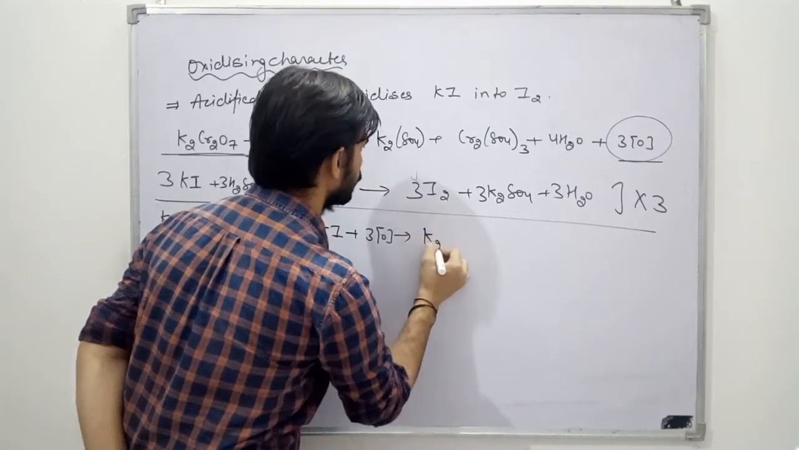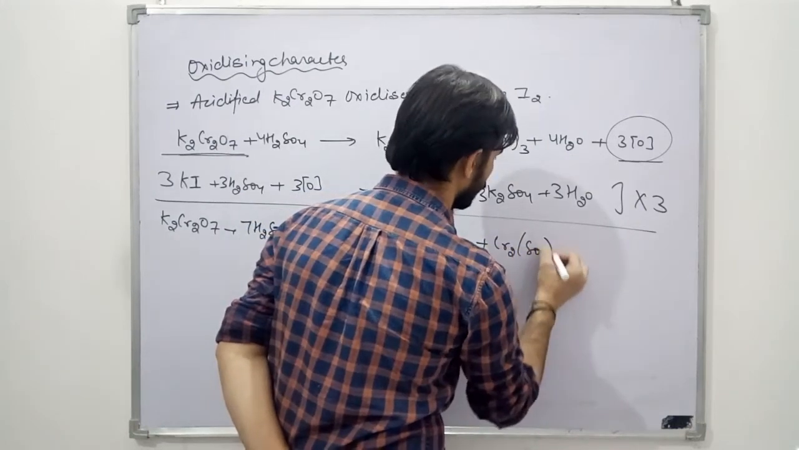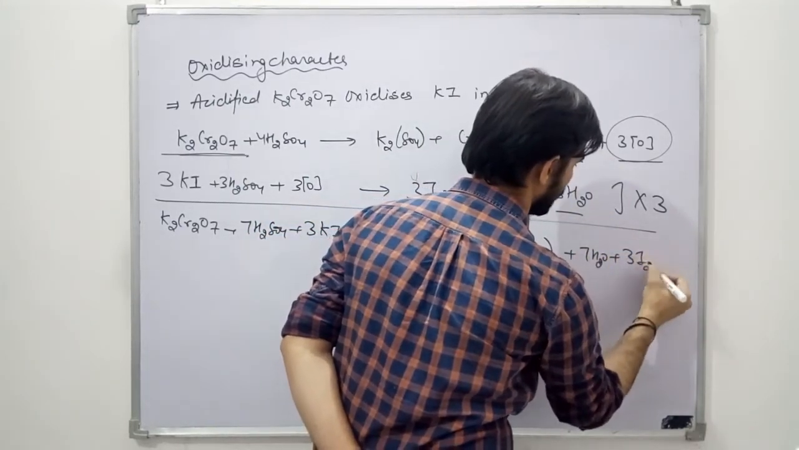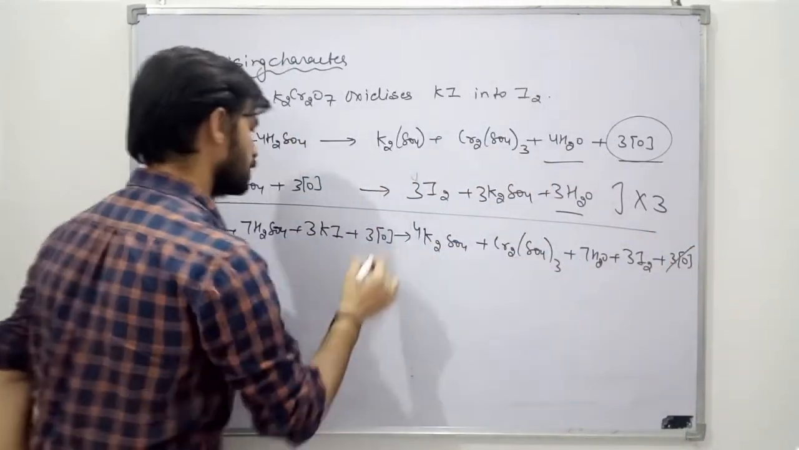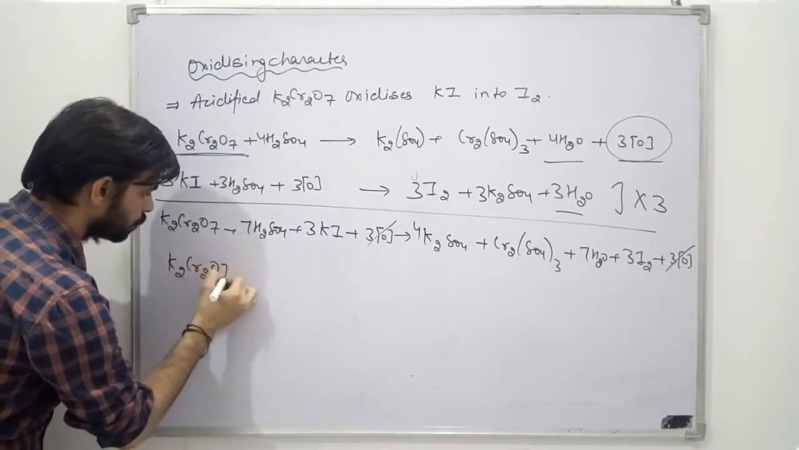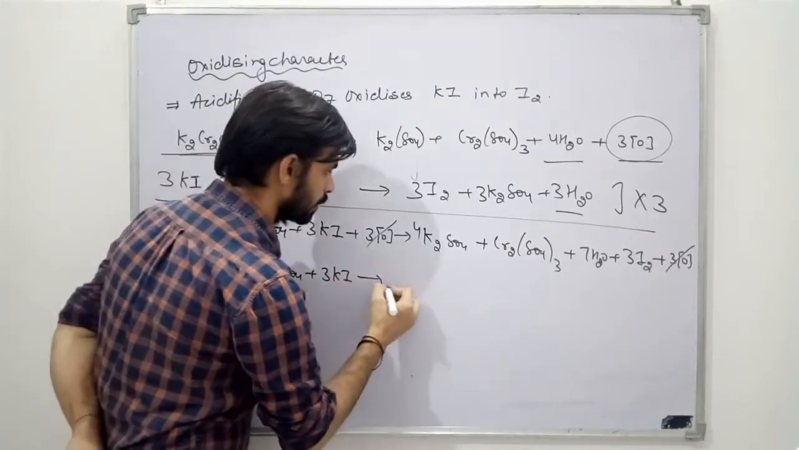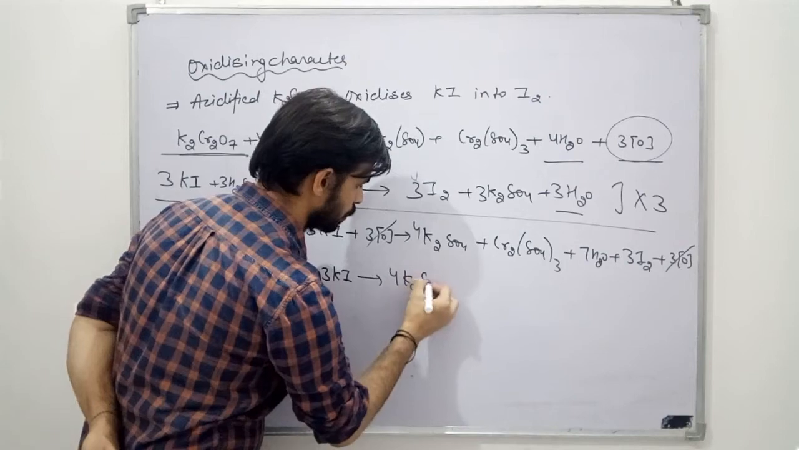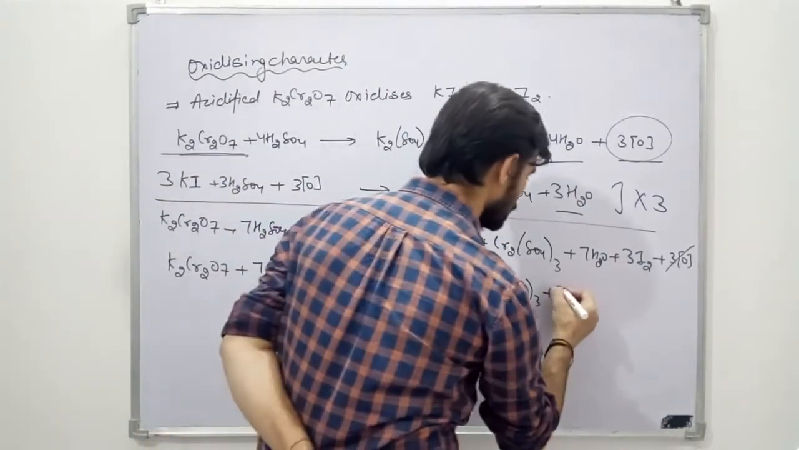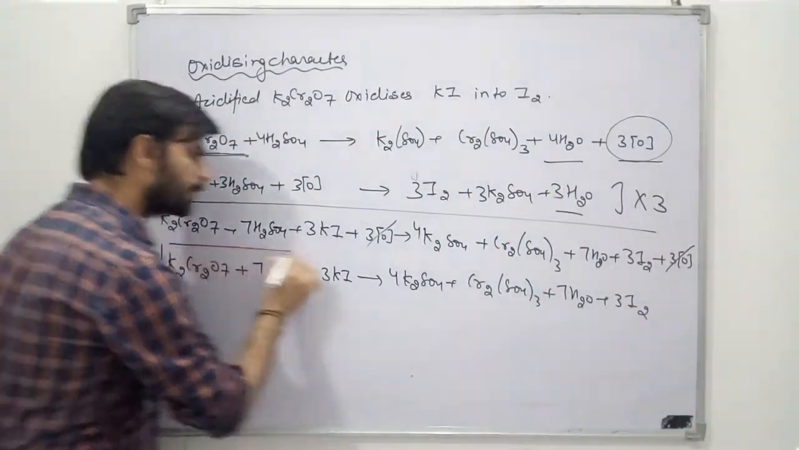Now K2SO4, 3 plus 1, that is 4, Cr2(SO4)3, 4 plus 3, 7 H2O plus 3 times I2 plus 3 nascent oxygen. 3 nascent oxygen will cancel out each other and our final equation would be K2Cr2O7 plus 7 times H2SO4 plus 3 times potassium iodide, that will convert into 4 times K2SO4 plus Cr2(SO4)3 plus 7 times H2O plus 3 times iodine. This is your molecular equation.